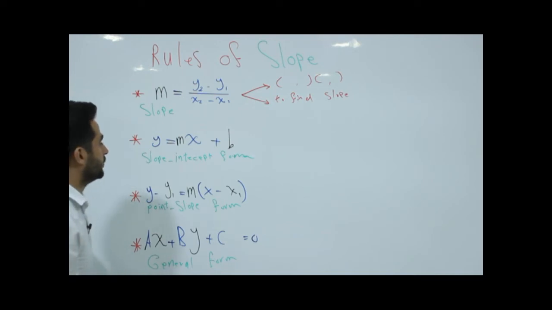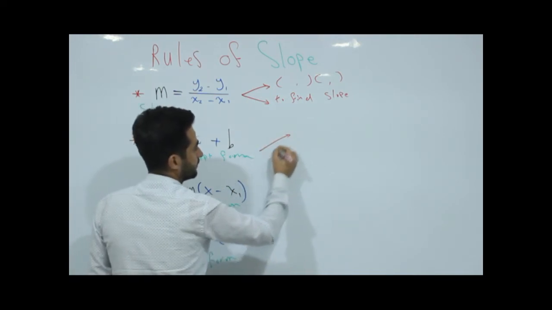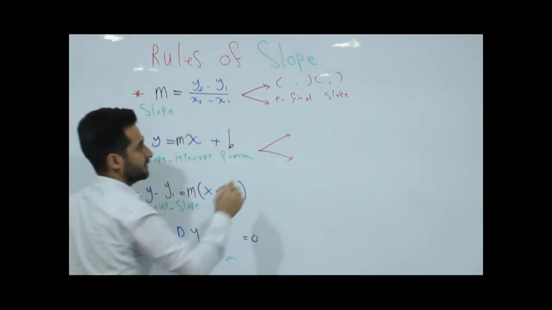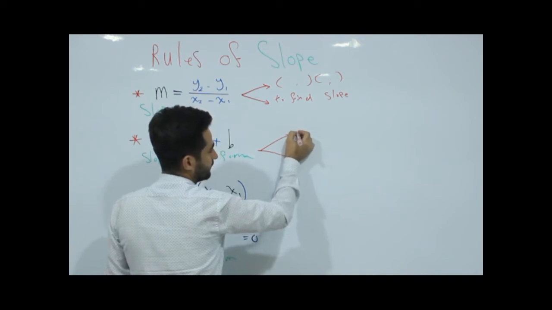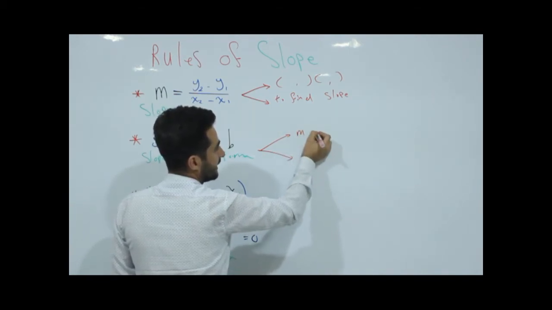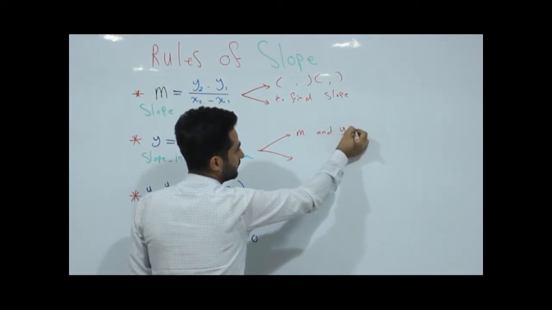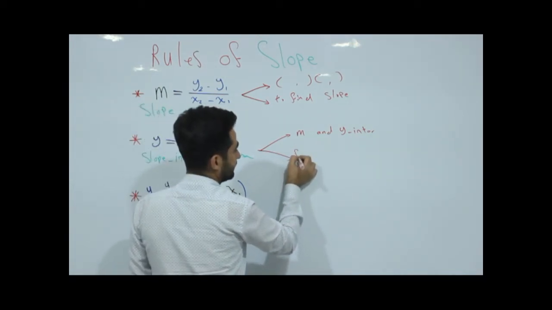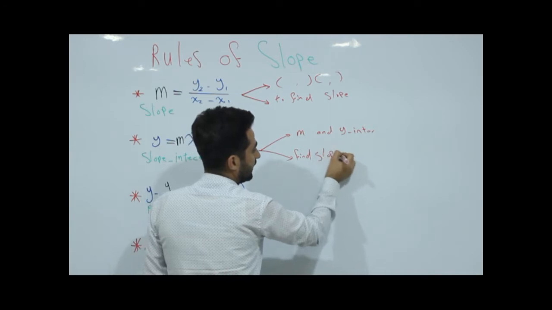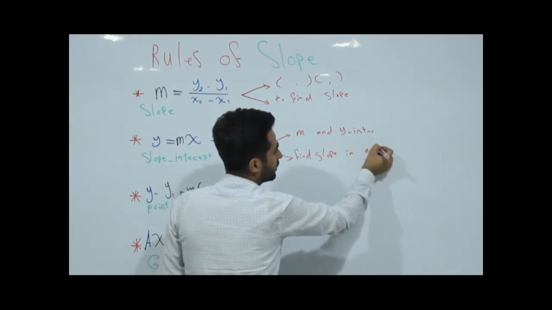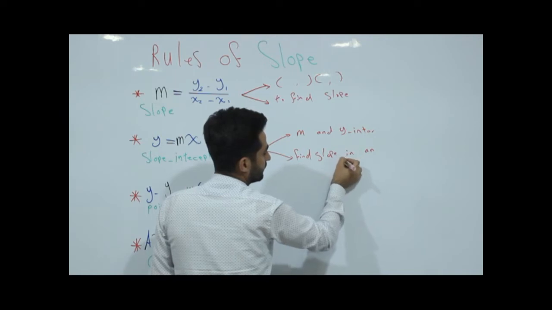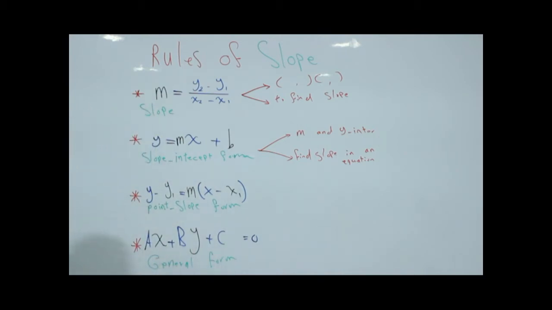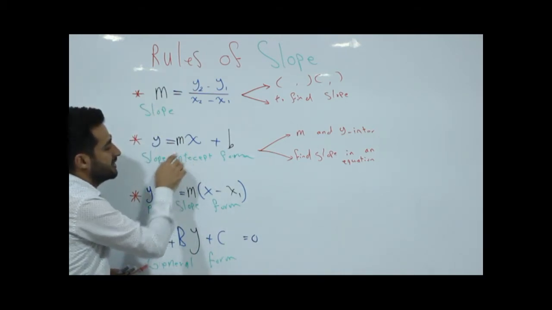Here, where should we use this? We can use this when we have a slope and y-intercept, or we can find the slope in an equation. For example, if we have an equation, the number in front of x is the slope.